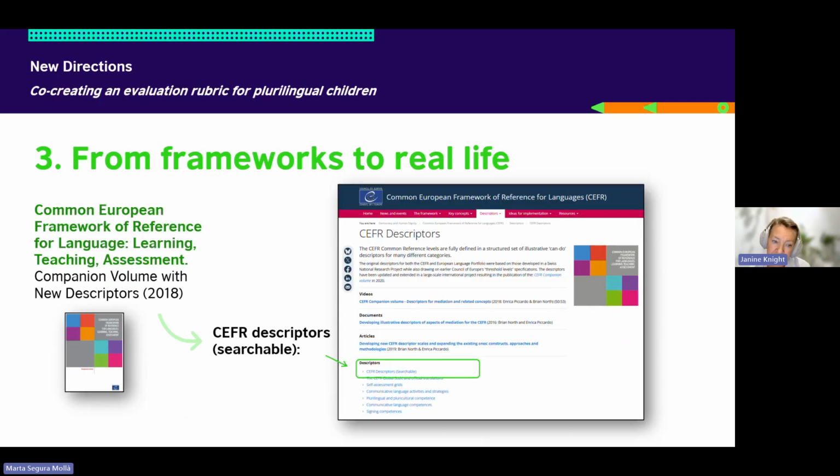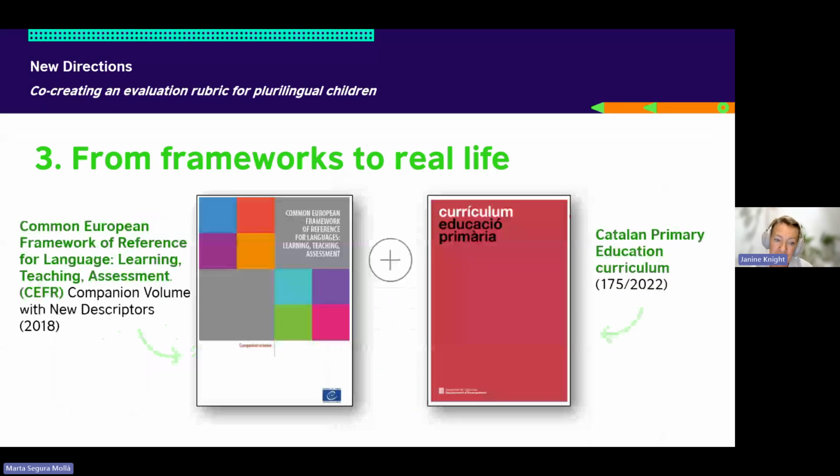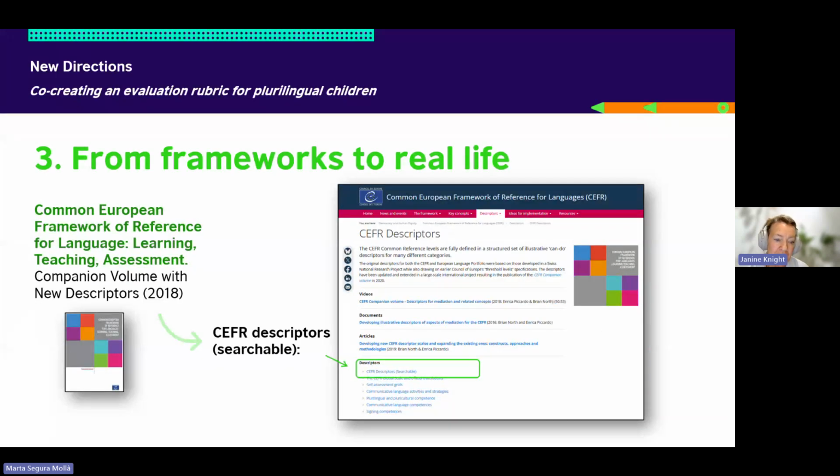In fact, the languages section of the Catalan curriculum is, but there are also some important differences that are relevant to the rubric creation, which I will mention further on in the talk. So for the first step, we went to the list of CEFR descriptors, which can be found as an Excel table on the Council of Europe website, and it looks like this.